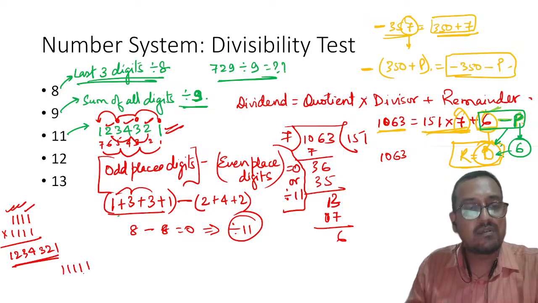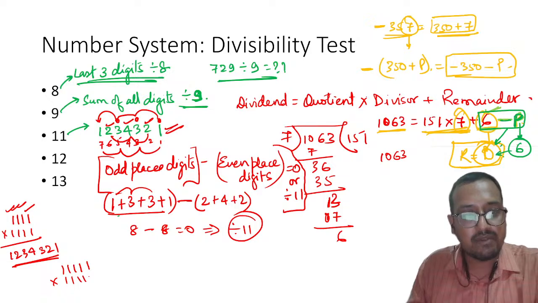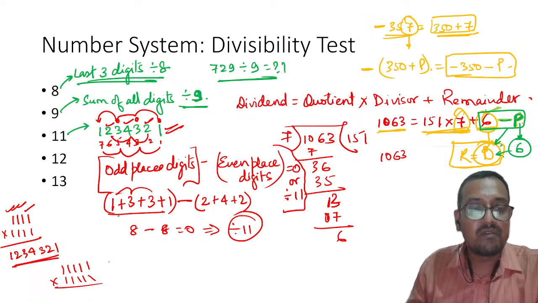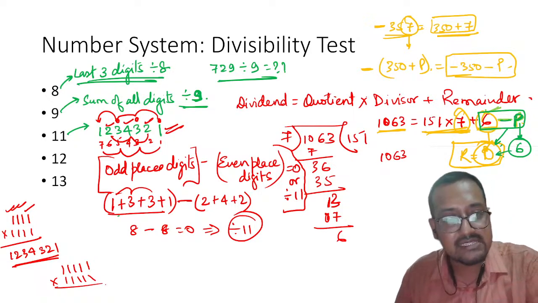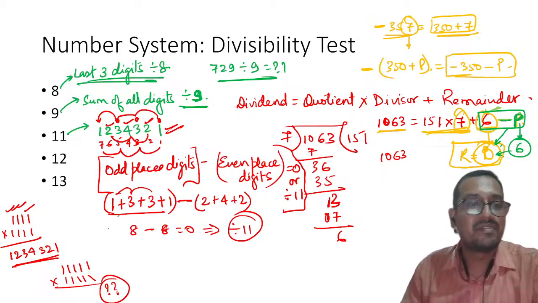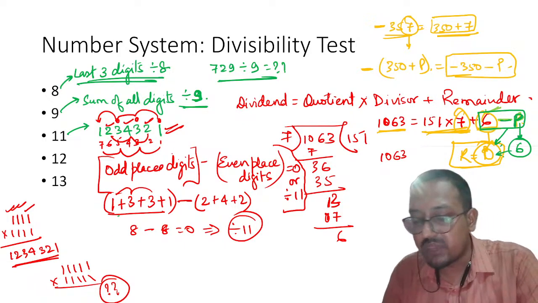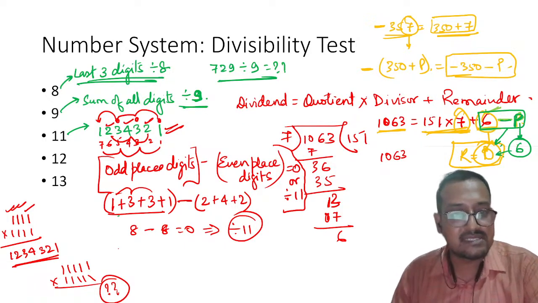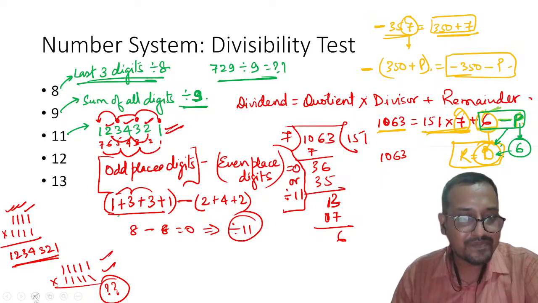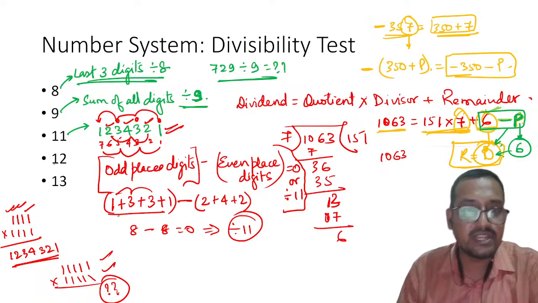1 1 1 1 1 multiplied by 1 1 1 1 1. 5 ones, 5 ones multiplied by 5 ones. What will be the answer? Tell me quickly. Be quick, be quick. What will be the answer? Please try it out.